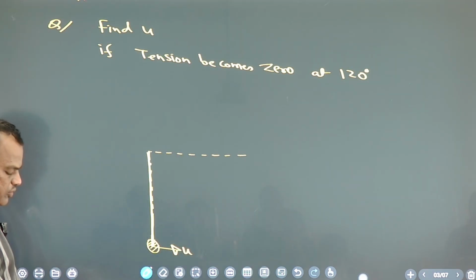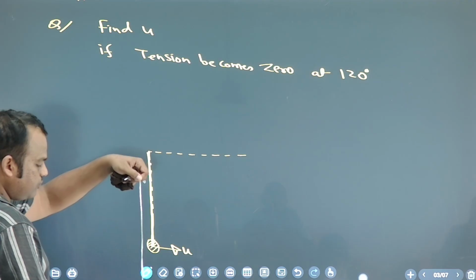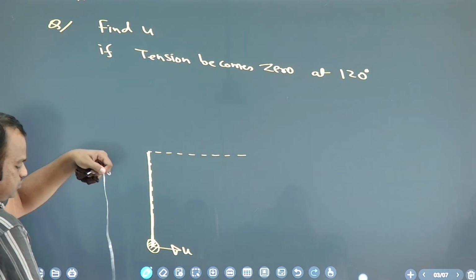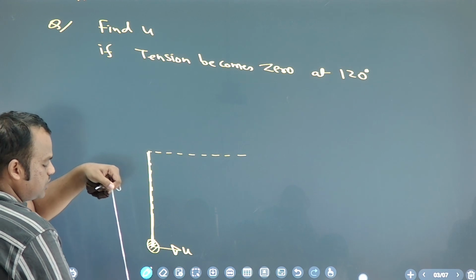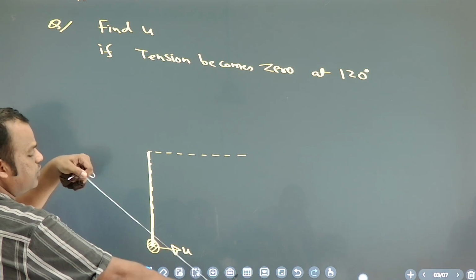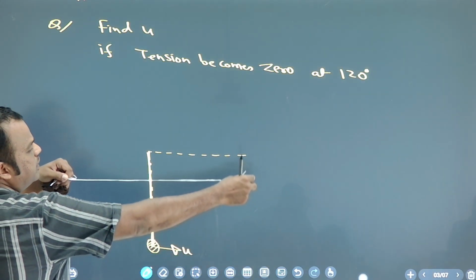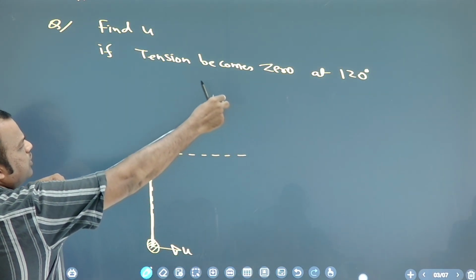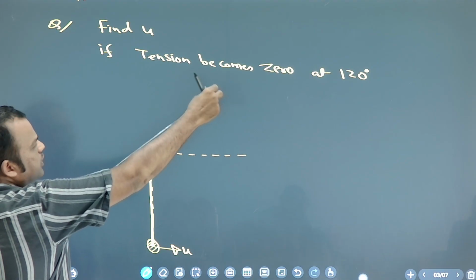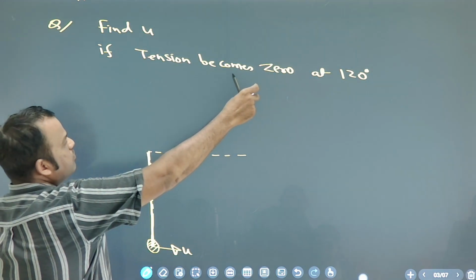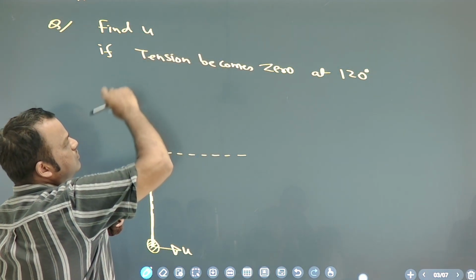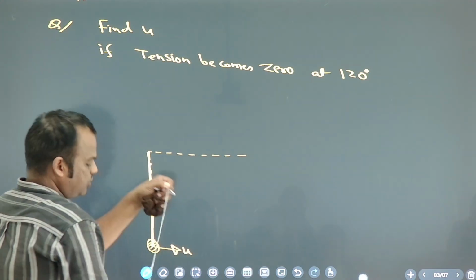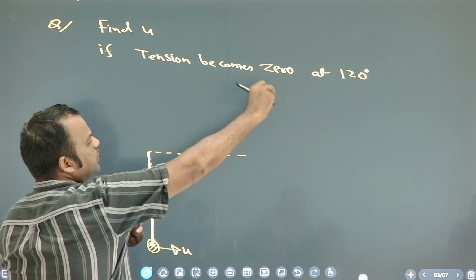What speed are you giving? At 0 degree, what is the speed you are giving u? Now it is going 30 degree, 45 degree, 60 degree, 90 degree, 110 degree, 120 degree. Okay. At 120 degree, what is tension? 0. After that it is a parabola. Up to here, circular motion. Up to 120 degree, circular motion.